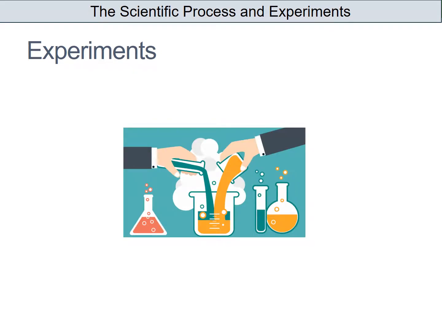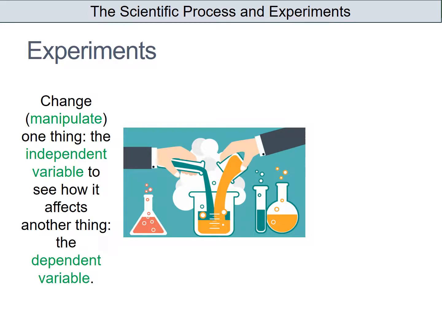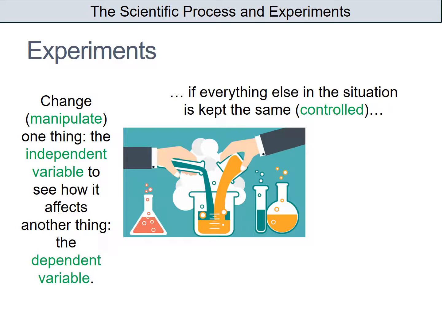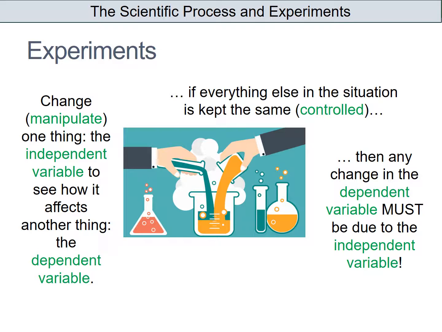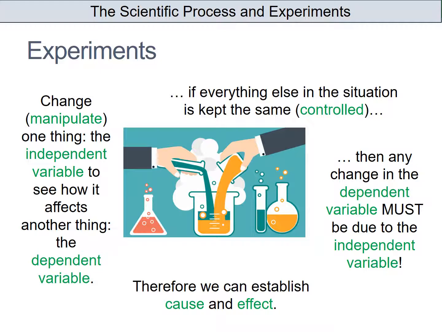So when you say the word experiment to people, what they often think of is something like this. So maybe something in a lab where you're adding chemicals together. That doesn't make an experiment. So an experiment is defined by changing one thing, or manipulating an independent variable, to see how it affects something else, which is known as the dependent variable. So within this situation, we keep everything else the same, so everything else is controlled. And if we manage to keep everything else controlled, then any change we see in the dependent variable must be due to the independent variable. And because of this, we can establish cause and effect.